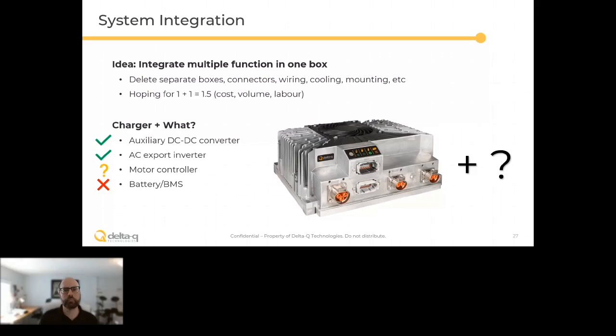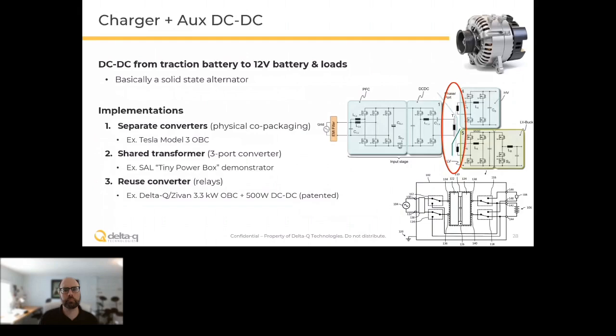But looking at the charger with an aux DC-DC converter, basically a solid-state alternator for 12-volt battery and loads, there are different ways of doing this. You can just physically co-package two separate converters in a box, and there are lots of chargers out there which do that. Tesla Model 3 is one. You can actually try to share some of the components. It's possible to have a 3-port converter design where you share one transformer, which is what's shown with the red circle there. This looks good on paper. It can lead to some significant trade-offs, but it probably falls more into one of those moonshot, high risk and high reward sort of things.